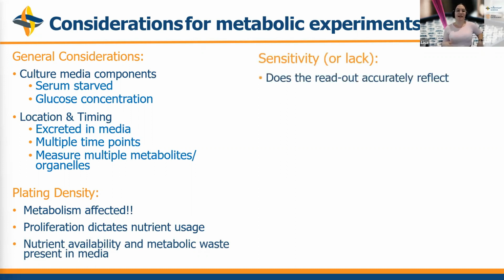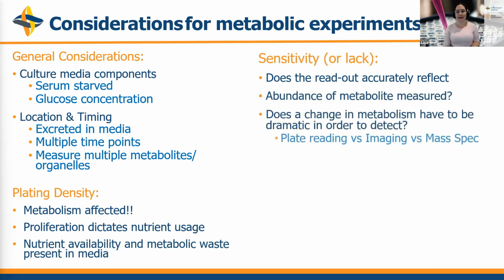Sensitivity or lack thereof. Does the readout that you have generated accurately reflect your experimental question? And what's the abundance of the metabolite measured? Are dramatic changes actually required to be reflected for a change in metabolism? And what instrumentation should you consider to use to look at your assay? Because each of them will have different sensitivities, from plate reading to imaging to mass spec.